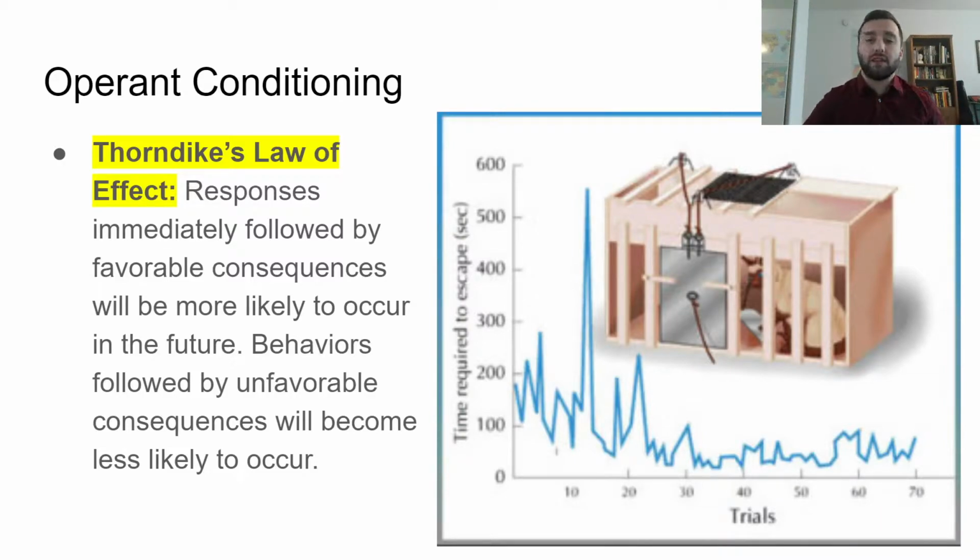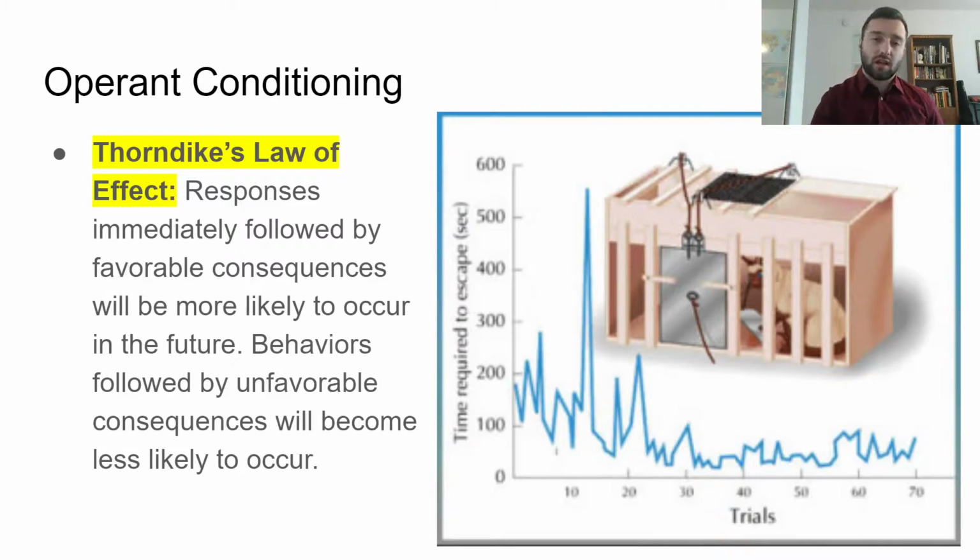So in this graph, you see basically a graph of these cats trying to escape this puzzle box. And what you'll notice, although there's a lot of up and down, is that every trial, they tend to get a little bit better. So over time, they're getting better and better. They're getting faster and faster at getting out of the box. And what's really happening here is this law of effect, where every time that the cat hits that lever and immediately is rewarded with food, the next time they're in that box, they're going to be more likely to hit that lever quicker. Now, it's not perfect.